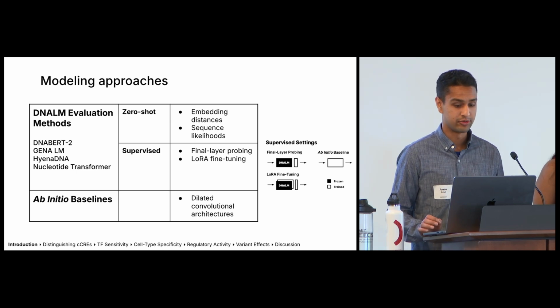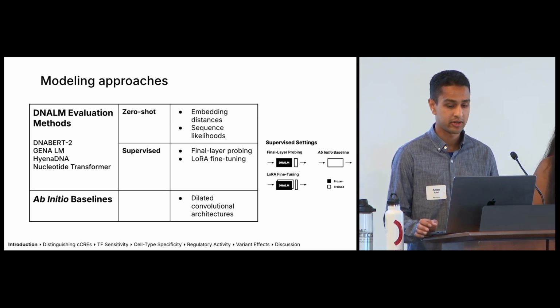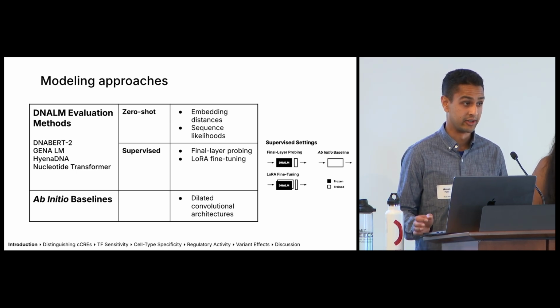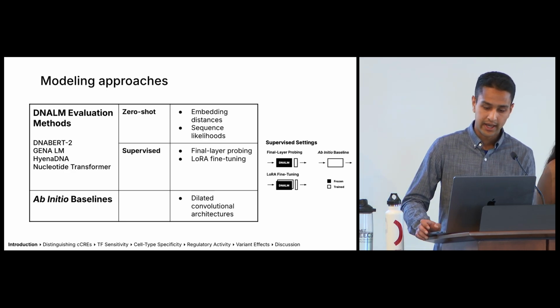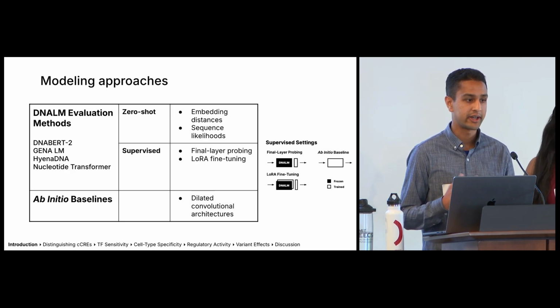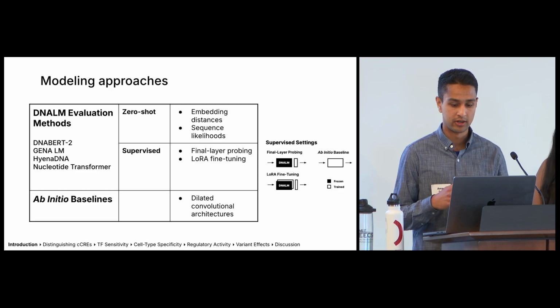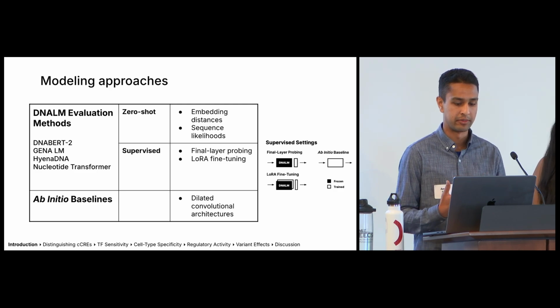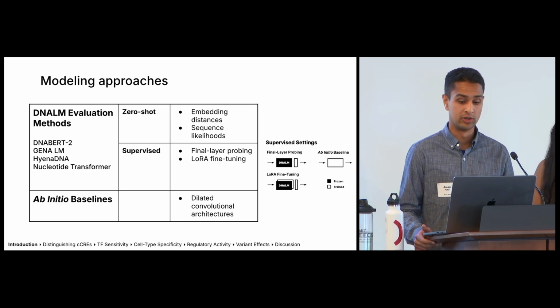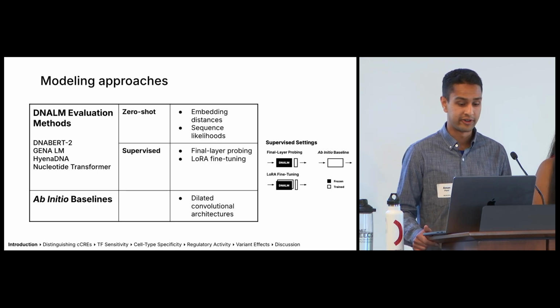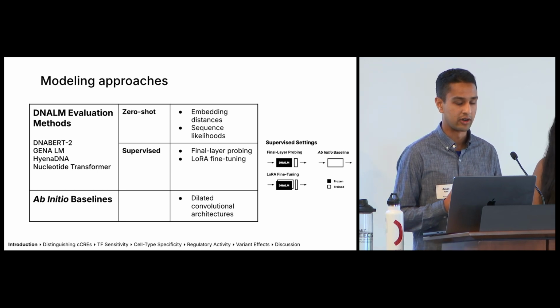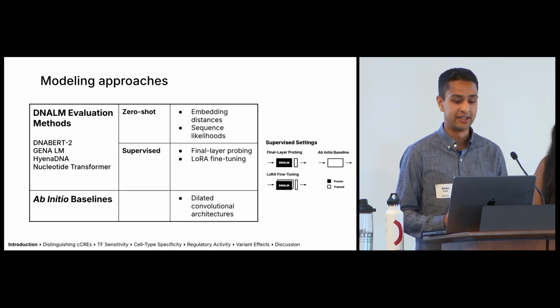In the zero-shot regime, we look at the last layer embeddings of the models, along with their predicted sequence likelihoods for the sequences in question. And in the supervised setting, we do probing, which in our case entails freezing the pre-trained model and then training a small CNN on the last layer embeddings. We also do fine-tuning using LoRA, which is a parameter-efficient fine-tuning method intended for large models where fine-tuning the entire model might be infeasible.